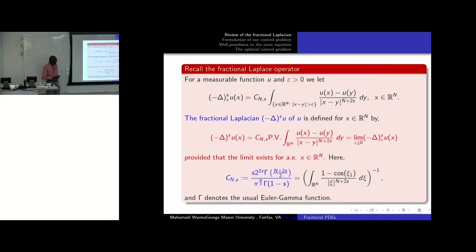As we defined yesterday, the fractional Laplace operator is defined by using the singular integral, which is only the principal value of this integral, as we clarified yesterday. That's what we mean by the fractional Laplace operator. And the constant is given by this explicit formula. Here, gamma is always the Euler gamma function.